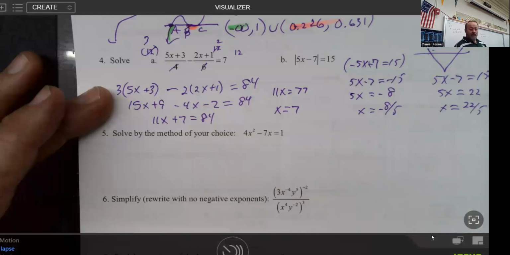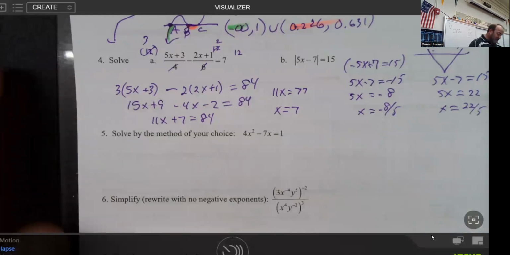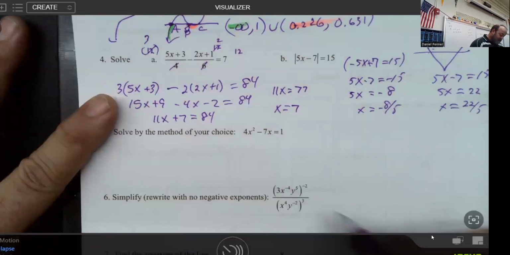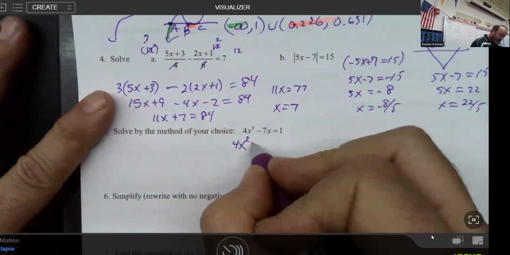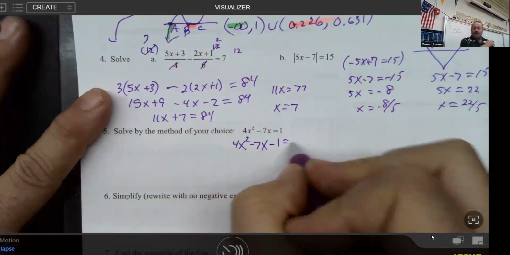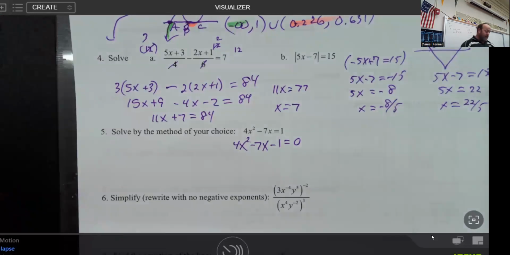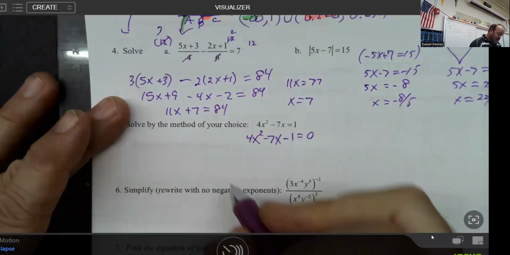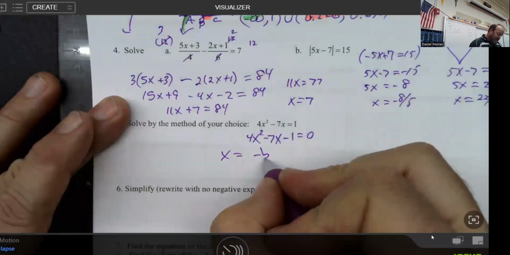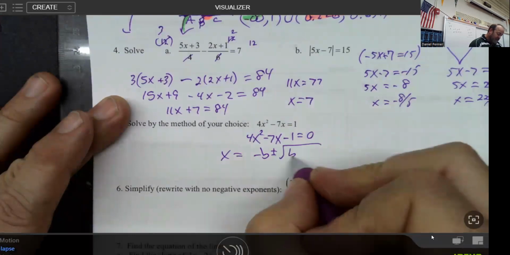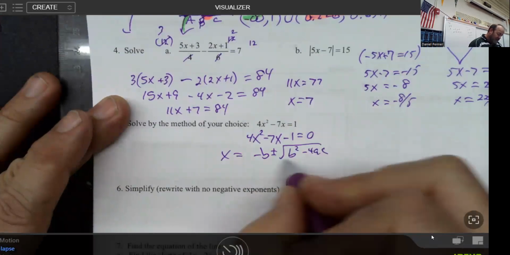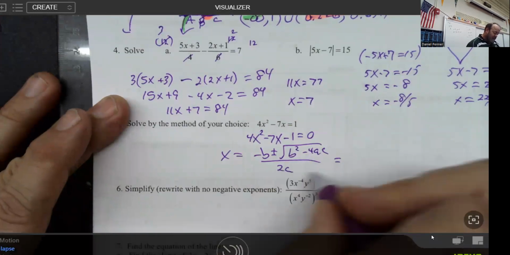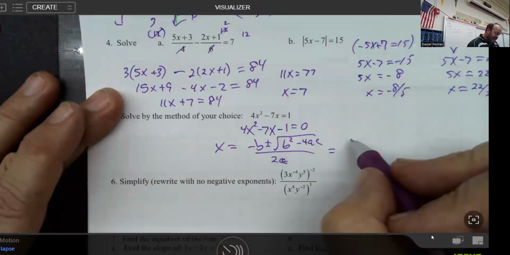Okay, now this says by the method of your choice. And to be honest, I feel like the method of my choice on this one is not the one I normally pick. I think I'm going to pick the quadratic formula. So we want to remember that that quadratic is x equals opposite b plus or minus the square root of b squared minus 4ac over 2a. Okay, so the opposite of b would be 7.